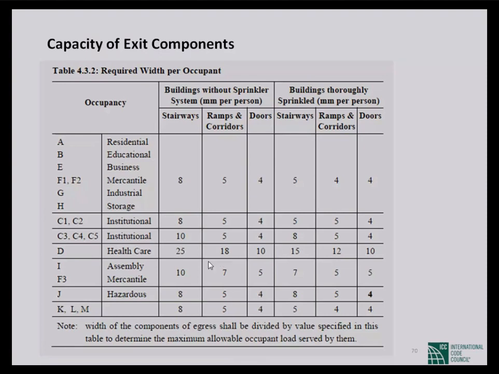Here is a table which gives you the maximum requirement for a stair depending on the type of occupancy: the width of a stair, ramps, doors, and all of that are here. If it is sprinklered or not sprinklered. For example, if it is residential, your stair is 8. If it is a ramp, it is 4. If it is a door, it is 4. So you can see a stair is just double of the door. Always it is almost double.